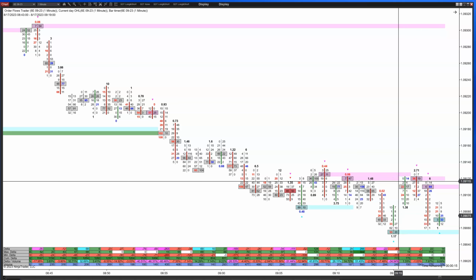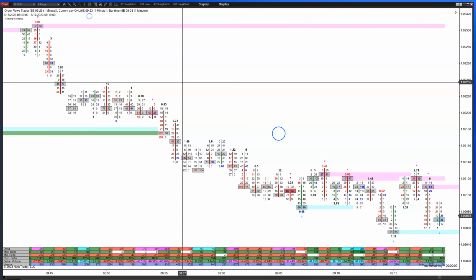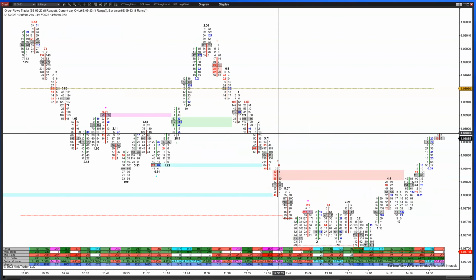Okay, now this is a time-based chart. Euro currency. I like to use 8 range charts. You could also use a 10 range chart.